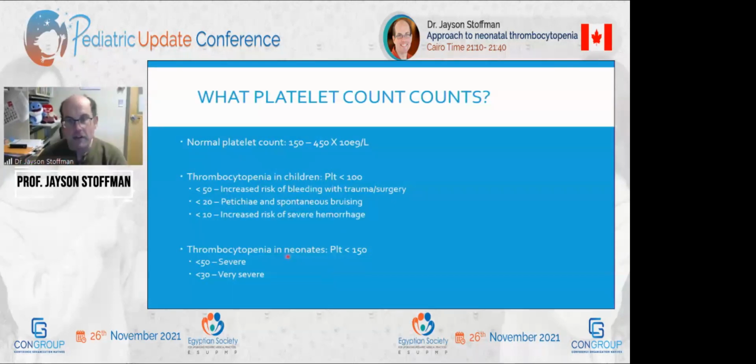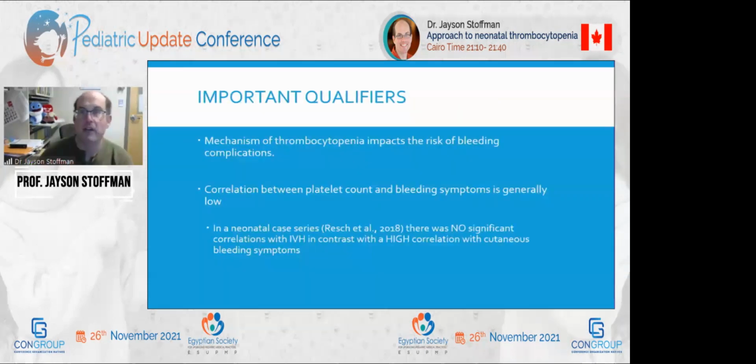The neonatal literature has a slightly higher threshold, for very good reasons, including more fragility of blood vessels and generally more fragility in your patients. So thrombocytopenia in neonates is anything less than the normal range, so less than 150. Most important for the rest of this talk, less than 50 would be severe thrombocytopenia and less than 30 would be very severe thrombocytopenia. So that's my look at the numbers.